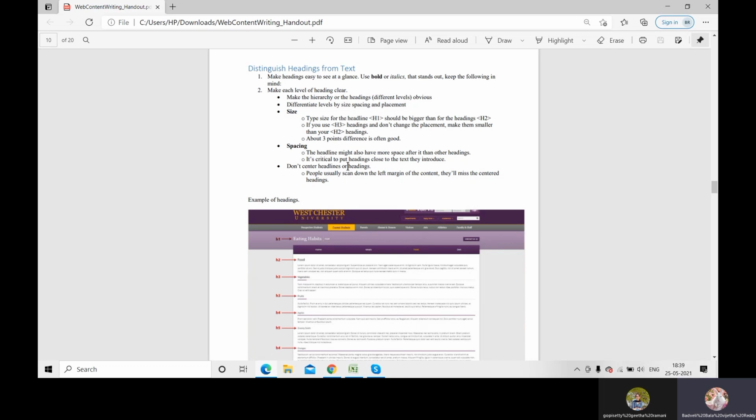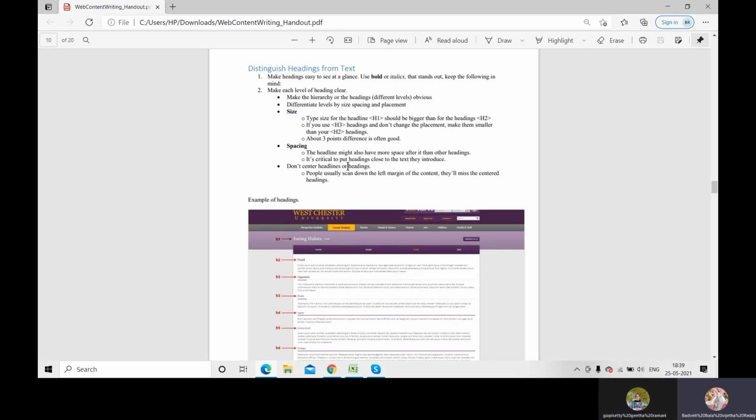Size. Type size for the headline should be bigger than for the headings. If you use headings and don't change the placement, make them smaller than your headings. About your three points, difference is often good.